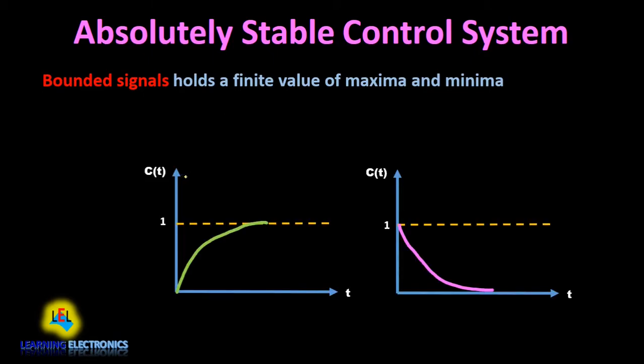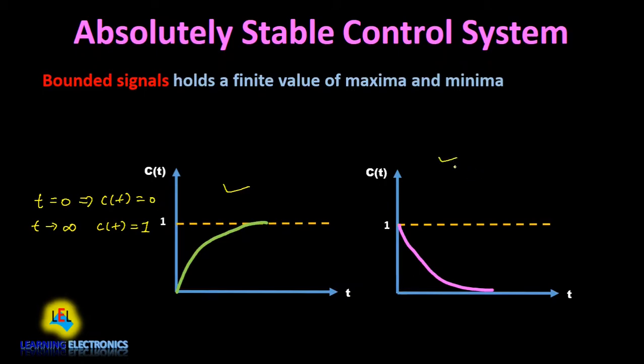We have taken two signals. This is one signal and this is one signal. So here we can see that at t equal to 0, the minimum value of this signal exists. So at t equal to 0, the signal c(t) is equal to 0, and at t tends to infinity, the signal c(t) is equal to 1 here. So this signal consists of finite minimum and maximum value. Therefore, it is a bounded signal. So if a system provides bounded signal as output for bounded input signal, then that type of system is called an absolutely stable control system.